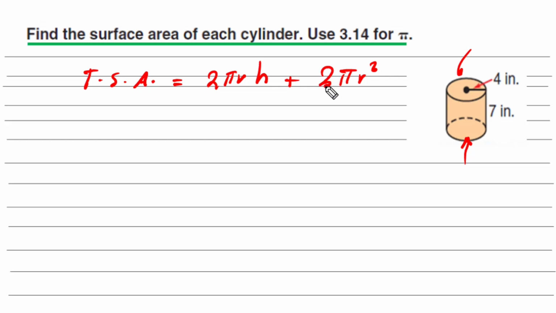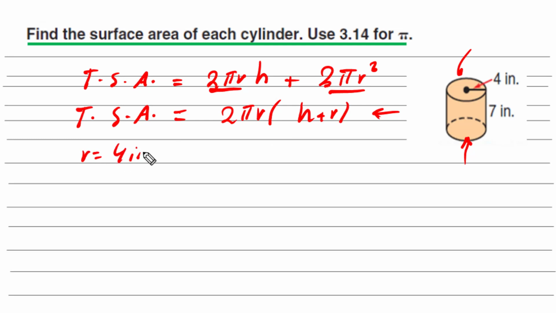Then multiply by 2. To make it easier, guys, just write total surface area is equal to, we can find 2 pi r as a common factor. We get 2 pi r multiplied by height plus r. You can use this formula to be easier. Okay, so ask yourself, r equals what? Height equals what? R is equal to 4 inch. Height is equal to 7 inch. Now just substitute 4 for r and 7 for h.